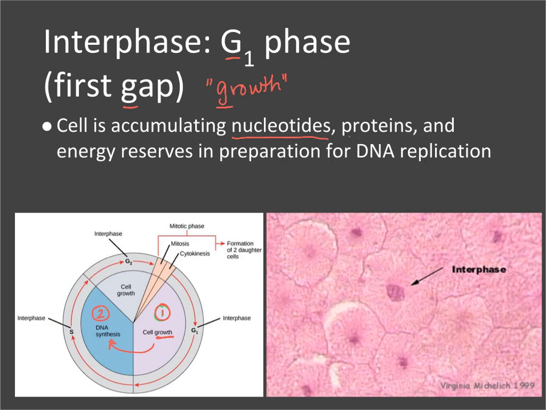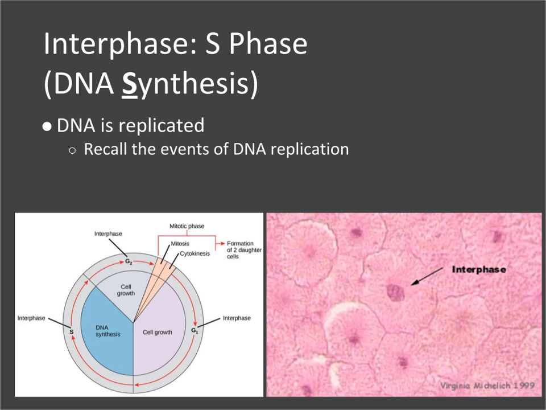It's accumulating and making proteins, for example, enzymes. Remember that there are a lot of enzymes involved in DNA replication, and there are proteins involved in organizing the DNA into chromatin. It also accumulates energy reserves, so it might accumulate different nutrients so that it can then make ATP, because DNA replication requires a lot of energy to occur. So it's going to gather things like nutrients and oxygen to make ATP so that the DNA can be replicated in the next phase.